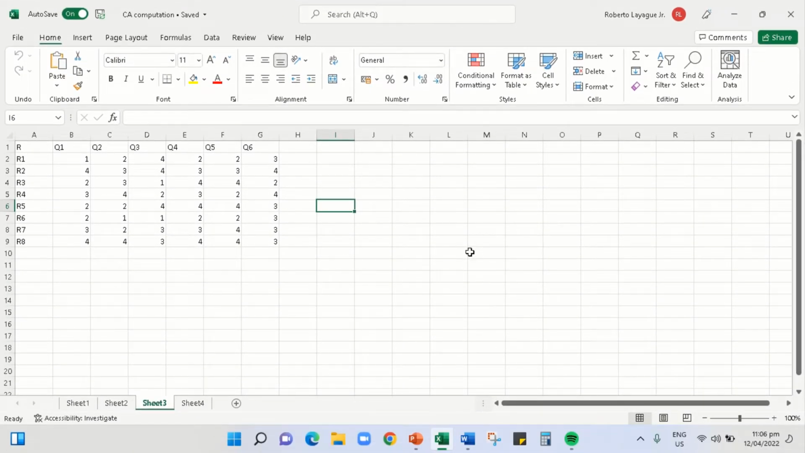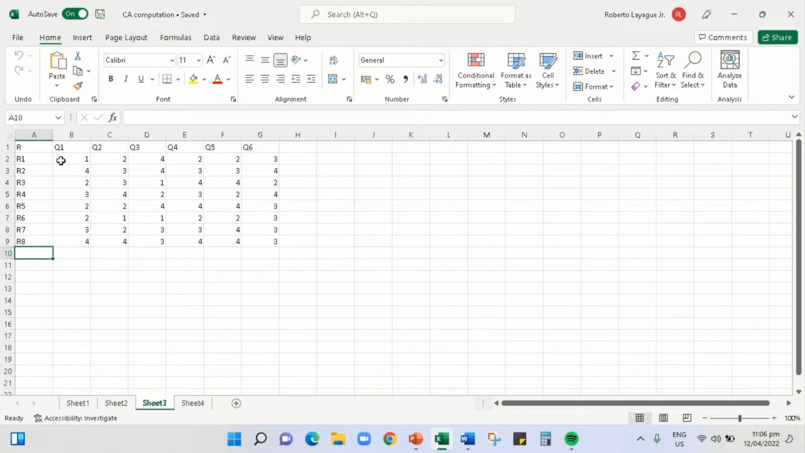Okay, here's the first method on how to compute Cronbach's alpha. In computing Cronbach's alpha, it will show the internal consistency or reliability of your test. So the first method that I'm going to use is what we call using the variance.